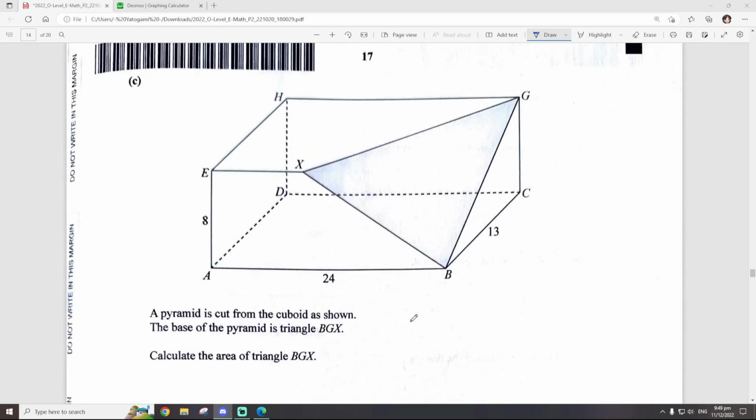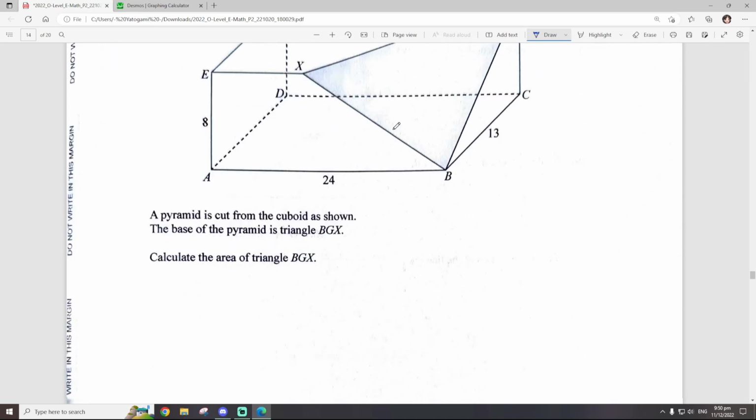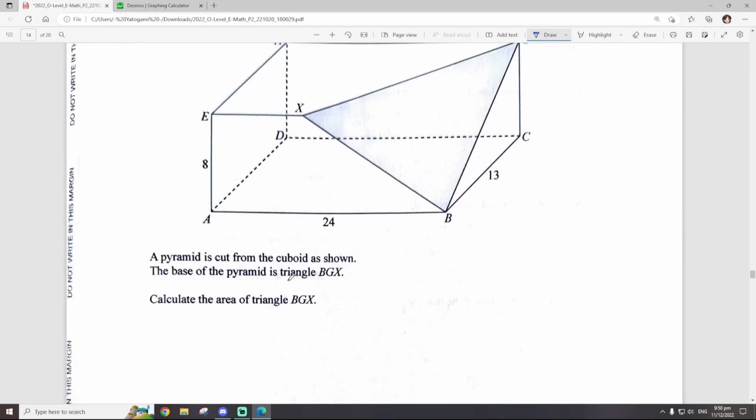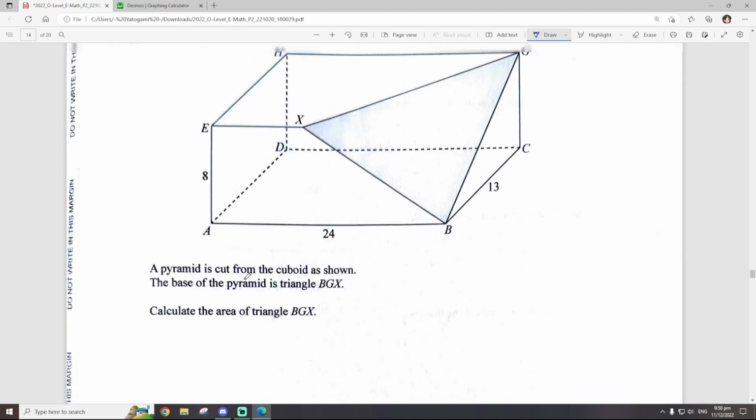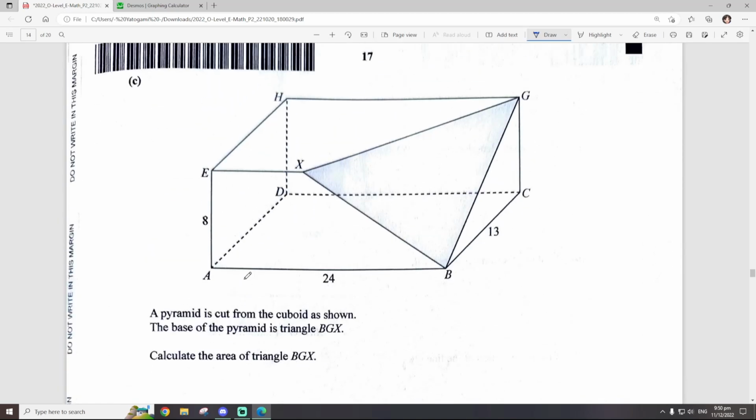Part C. A pyramid is cut from the cuboid. The base of the pyramid is BGX. Calculate the area of triangle BGX. I think what would have been interesting is if they also asked you to find the volume or the angles in the pyramid. That would also be interesting. But they just want you to find the area of BGX here. So how do we do it? Well, let's remember that this is 9.